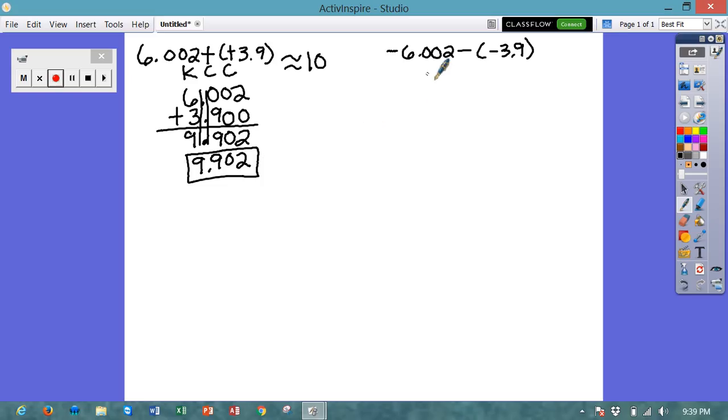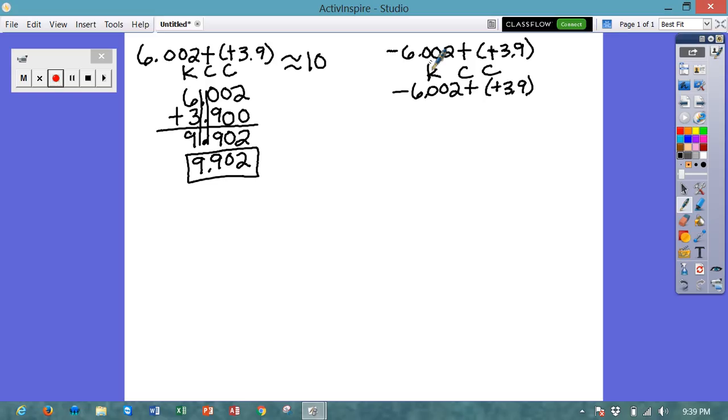The second problem is also subtraction, so we have to do keep, change, change. So I'm keeping the first thing the same, changing the subtraction to addition, and changing that negative to positive, 3.9. Or I could have just marked it right here, change, change.